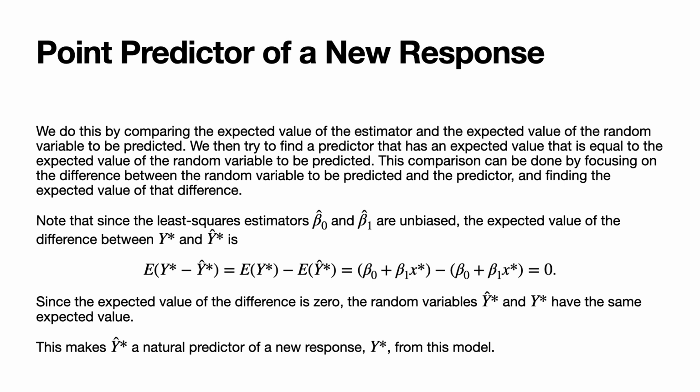The expected value of y star is beta 0 plus beta 1 times x star. The expected value of y hat star is equal to the same quantity, beta 0 plus beta 1 times x star. And so their difference is equal to 0. Since the expected value of the difference is 0, the random variables y hat star and y star have the same expected value. And so this makes y hat star a natural predictor of a new response, y star, from this model.